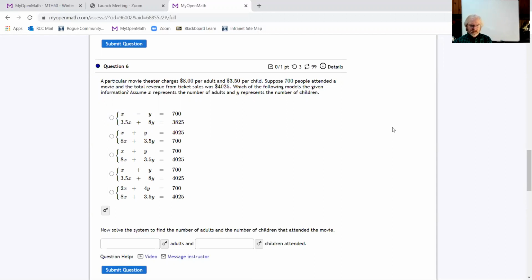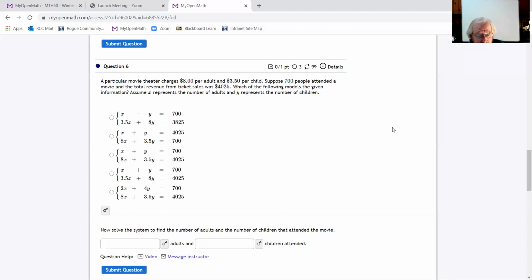So then I'm looking at equations 3 and 4. Which one for the second equation has the right cost number associated with, say, X? Let's see, did they tell you? Yes, X is adults and Y is children. So which one has the $8 on the X? You've got to do a little multiple choice evaluating there. Once you decide which pair of those equations is the right system, then it says solve it.